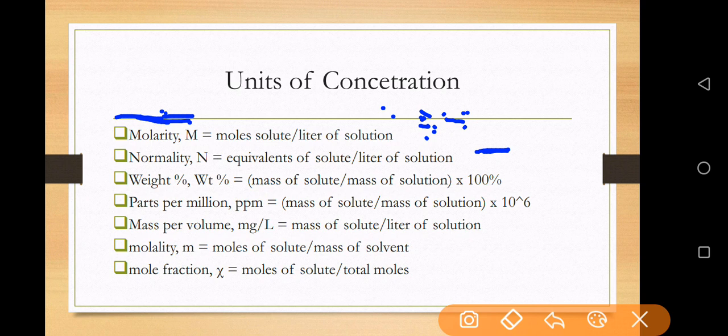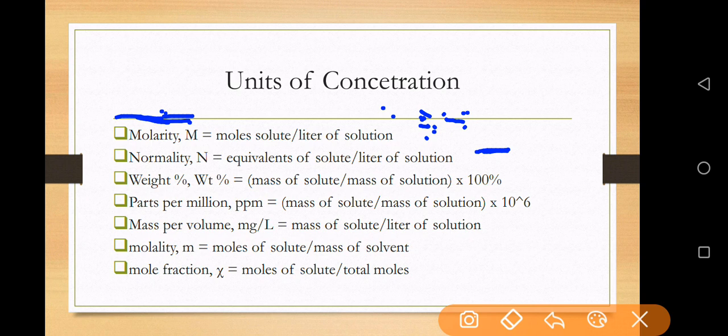Another way of expressing concentration is by using weight percent. For weight percent, we divide the mass of solute by the mass of solution, multiplied by 100. In most cases, whenever we are talking about the mass of solute and the mass of solution, we use grams, not kgs. Another thing, we can express concentration in terms of parts per million.